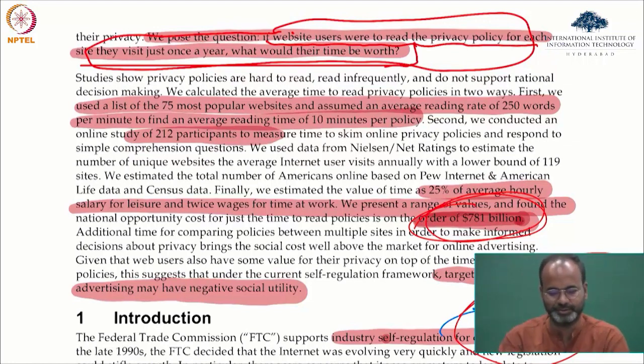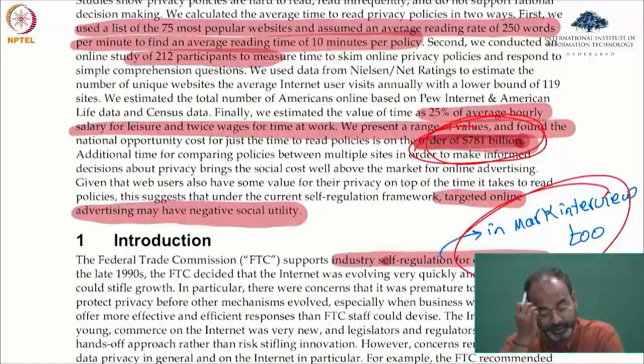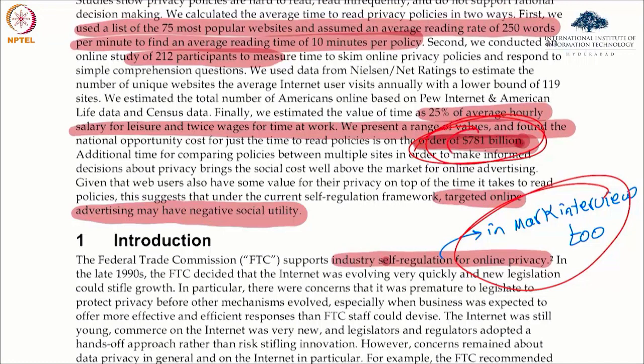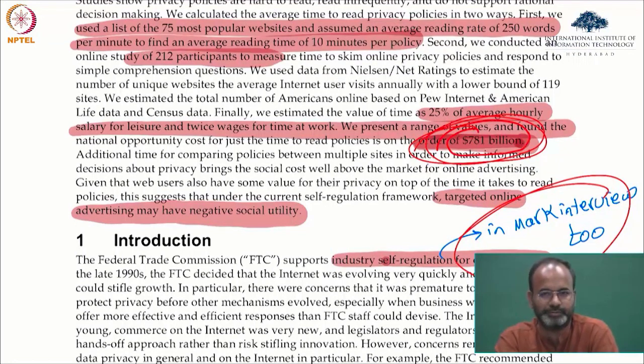Compared to the value here, Alicia was interested in figuring out what the total cost of the reading would be. And then they concluded that if you get the people to read the privacy policy, it would cost US $781 billion per year. That's a question, right? If you want all of them to read the privacy policy, it's going to cost $781 billion. Do we really want to spend that much money in getting people to read the privacy policy?